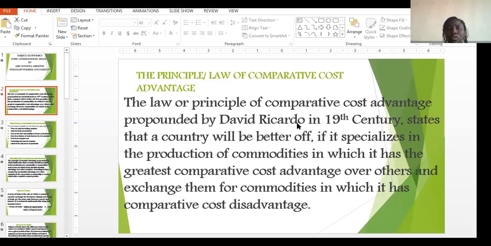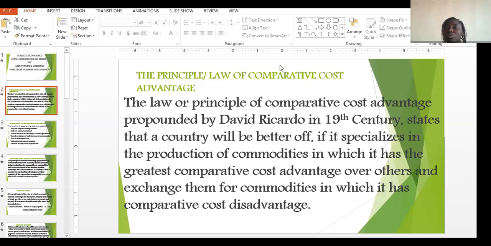And please take note, it was propounded by David Ricardo in the 19th century. This should come out in objective questions very well, like: this particular law was propounded by dash. It is David Ricardo. Please take note. I hope we've gotten what the law of comparative cost advantage is saying.